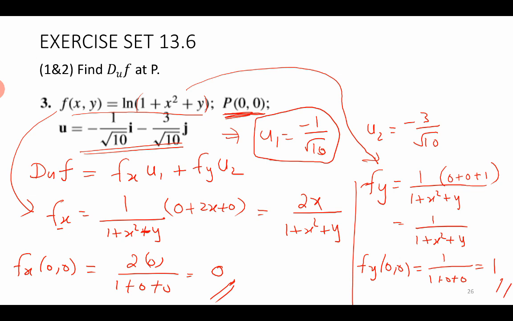There are four terms we need: fx, which is 0; fy, which is 1; u1 has been given here; u2 has been given here. So just substitute them in formula A.